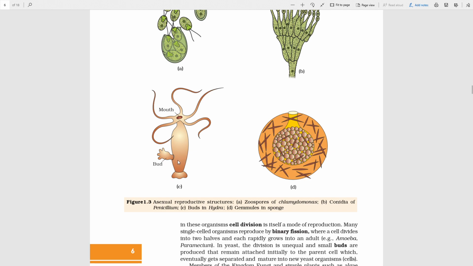So in hydra, as in yeast, the bud grows on the body of the parent, and then after it matures fully, it gets detached from the parent body. Okay, next we have gemmules in sponge. It is endogenous, inside the parent body, whereas in hydra it's exogenous. So this whole big thing is a sponge, and inside it the small spores are known as the gemmules.